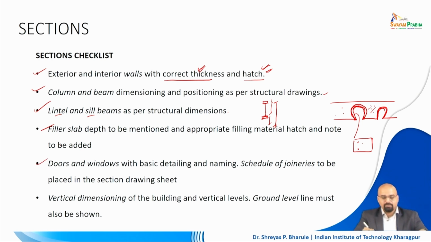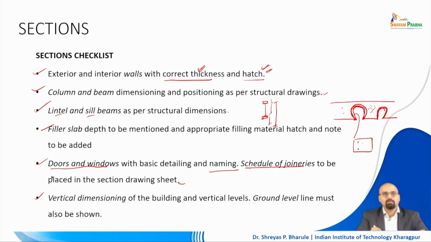Moving on to the next, doors and windows with basic details and the appropriate annotation or naming of them are to be mentioned, right. The schedule of joineries is also to be mentioned in the drawing sheet, with the schedules of doors and windows, right. The doors and windows and joineries, both of them will have their own schedules, right. These are to be mentioned in the drawing sheet itself. If there is a section being drawn which shows doors and windows which are annotated or given names, they are to be accompanied with the door and window schedule in the drawing itself, right. So, that is very important.